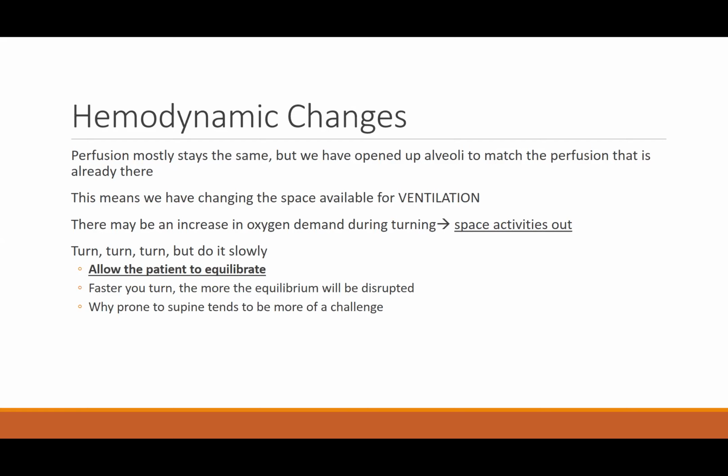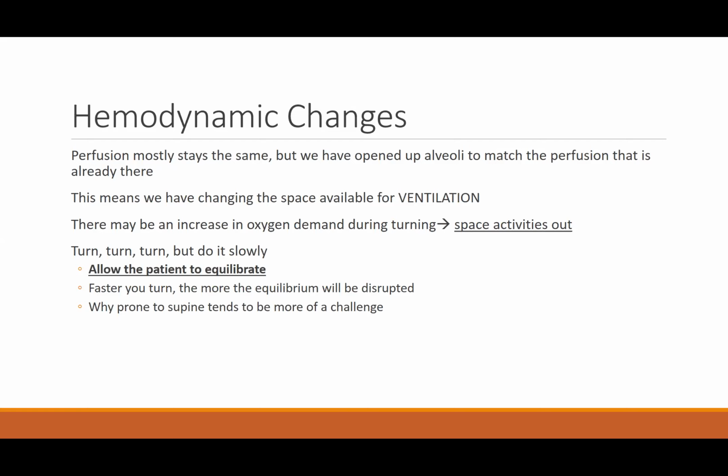And I don't see this as much as I did anymore, but this used to be kind of a regular thing where we'd go to bathe the patients and all of a sudden they would go into PEA or any systolic arrest. So a lot of that is there's an increase in oxygen demand when we turn, when we manipulate. And so it becomes very, very important for us to really space these activities out. It becomes really important for us to allow the patient to get back into an equilibrium.